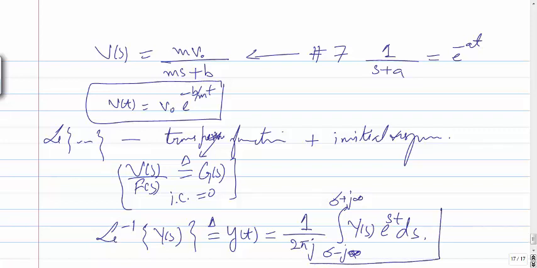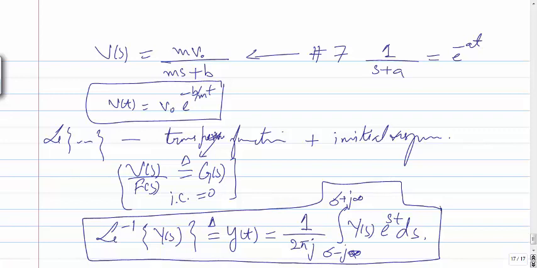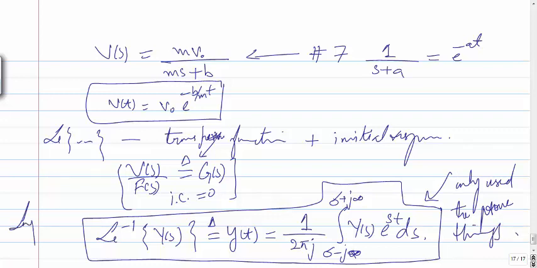So this is what we can do, but this is only used to prove things. Otherwise we use the Laplace table that helps us to solve the related problems. Now we move to the next one.